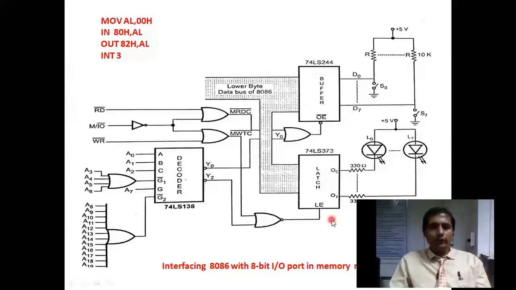Like that, we can interface 8086 with 8-bit as well as 16-bit input ports in IO mapped IO as well as in memory mapped IO in this particular fashion. Okay, like that we can analyze. Okay, thank you for watching this video. I hope you understand how 8086 is interfacing with various input ports, in both IO mapped IO as well as memory mapped IO.